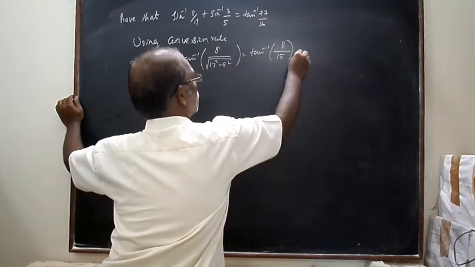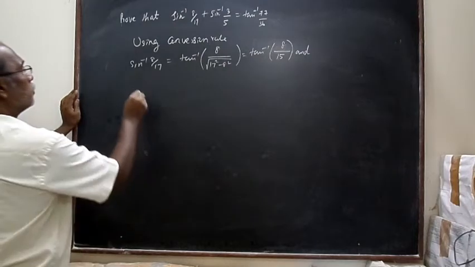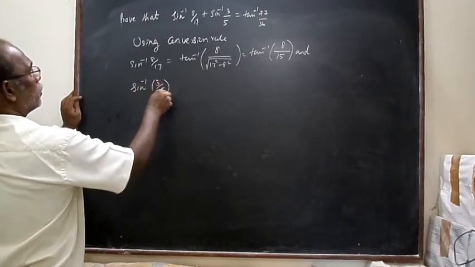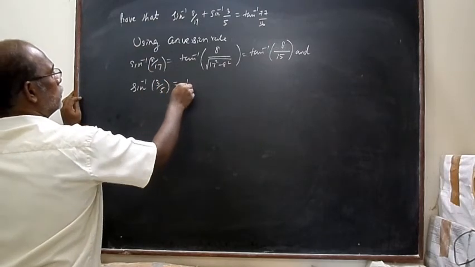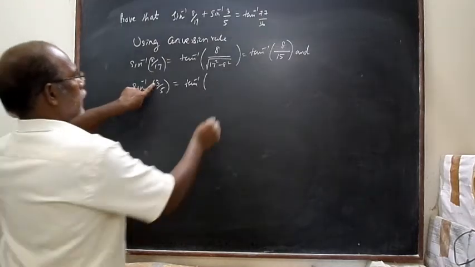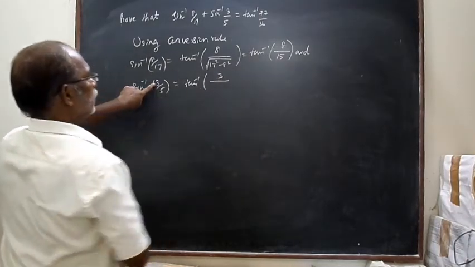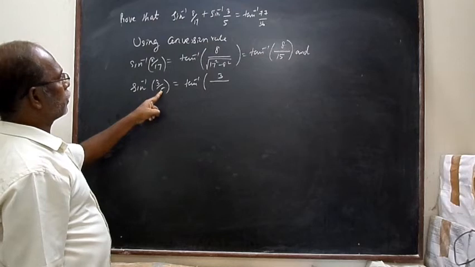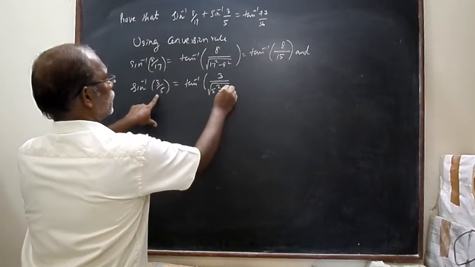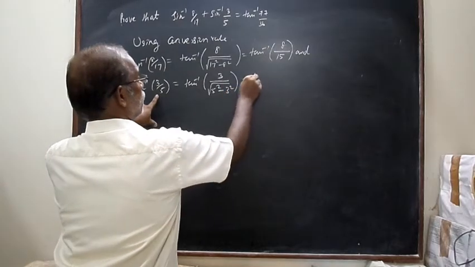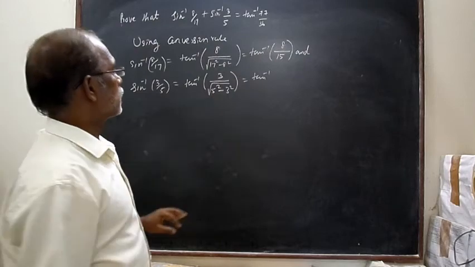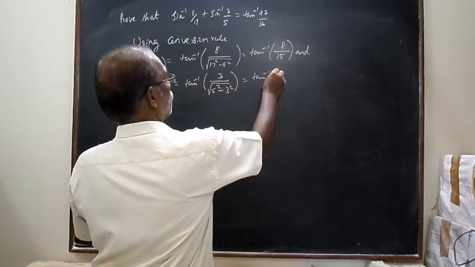And for the second term, sin inverse of 3 by 5: sin theta means the opposite side is 3 and the hypotenuse is 5, so the adjacent side is root of 5 square minus 3 square, that is 25 minus 9, 16, root of 16 is 4. So it is tan inverse of 3 by 4.